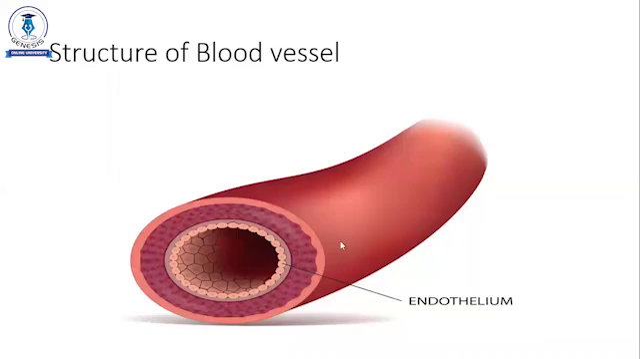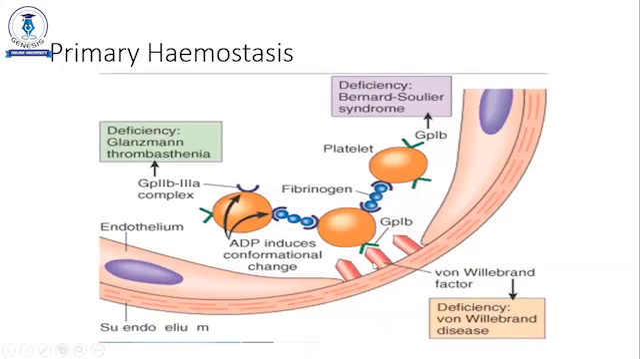Here we see that this is the endothelium, and there is a damage. Due to this damage, in the subendothelium, there is a substance called von Willebrand factor. When the endothelium is damaged, the subendothelium gets exposed, and the von Willebrand factor will also be exposed. Due to this exposure, the Gp1b receptor we have seen in the first picture binds with the von Willebrand factor and starts the first attachment of the platelet.